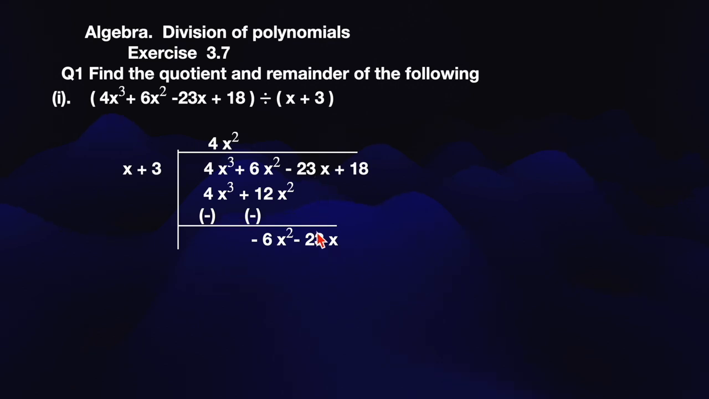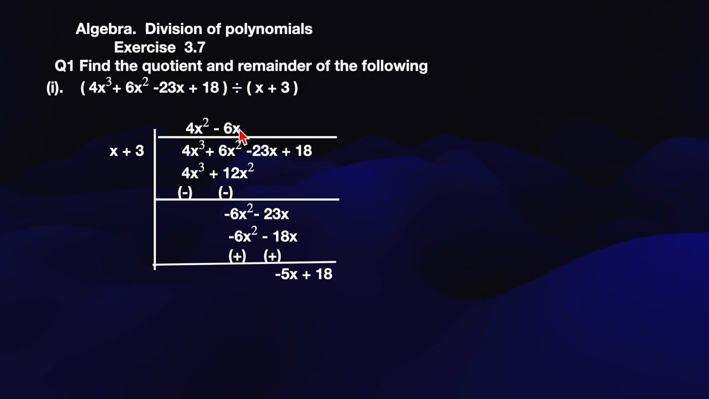Okay. Now bring down the next term, minus 23x. Now you again look at the first term here and this first term. Minus 6x square divided by x. What do you get? You get minus 6x. We are going to write it on the top. See here. Minus 6x. I have written it. What I have done? Minus 6x square divided by x, I get minus 6x. Now this minus 6x I will multiply with the whole of this divisor.